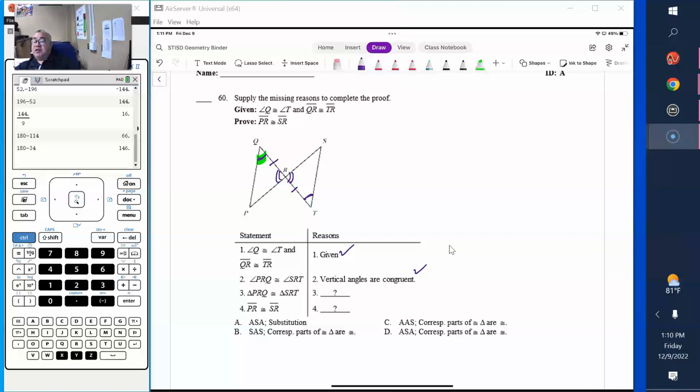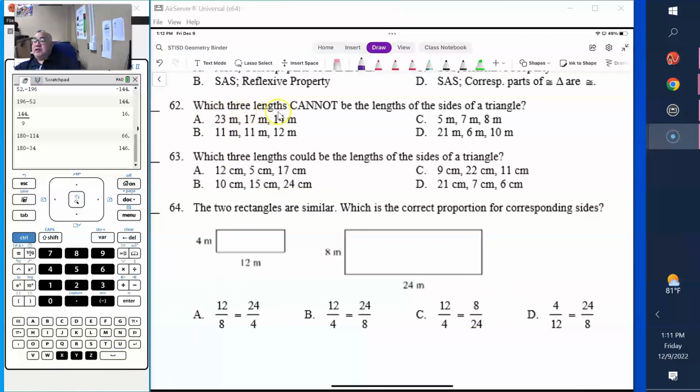That would be angle, side, angle, right? So it's angle, side, angle. And segment PR is congruent to segment SR, and that's because the corresponding parts of congruent triangles are congruent. We talked about that. In other words, if the two triangles are congruent, then everything else, the corresponding parts, is going to be congruent.